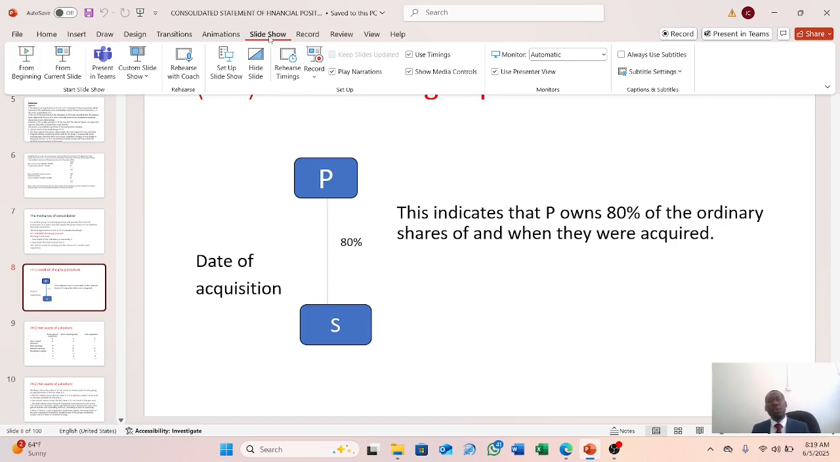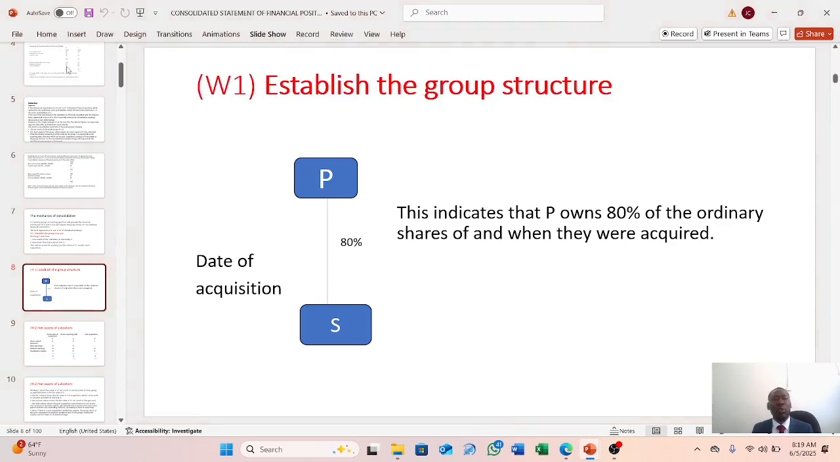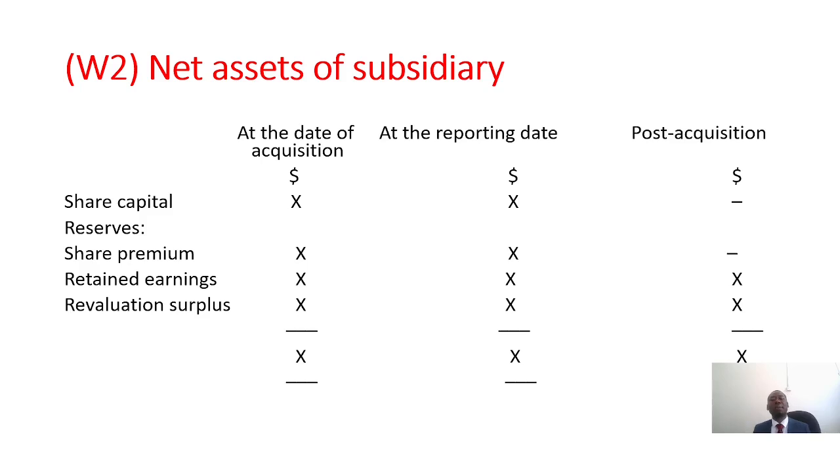Now, you need to ensure that you look at the net asset of a subsidiary at acquisition. On this one, what you're calculating is the net asset of the subsidiary, the company which is being acquired. So you need to look at the share capital of a subsidiary, not of a parent. You also need to look at the reserves, the share premium, the retained earnings, and also the valuation surplus, if at all it's there.